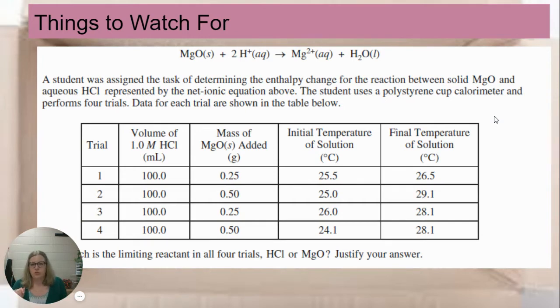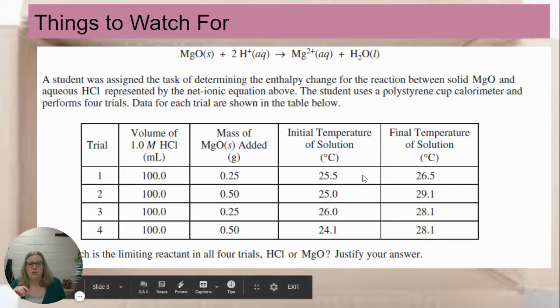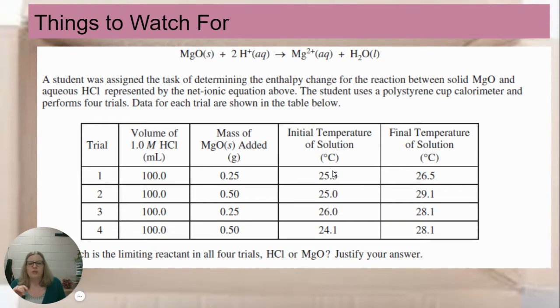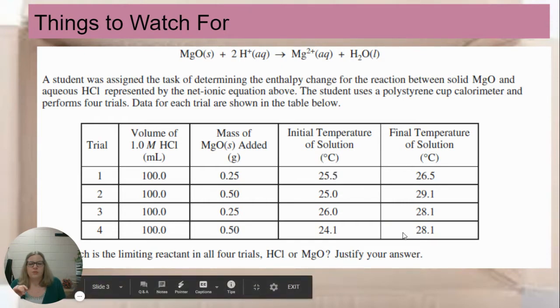This is, I believe, the 2013 exam. So at the very beginning there, it gives you this reaction, right? And it gives you this data table. And then it gives you 4 trials of an enthalpy change reaction. So this is what it's saying. And we're implying that it's a calorimetry experiment. So we've got 100 milliliters of 1 molar HCl, differing masses here of this MgO. And then we have some different temperature changes happening here.